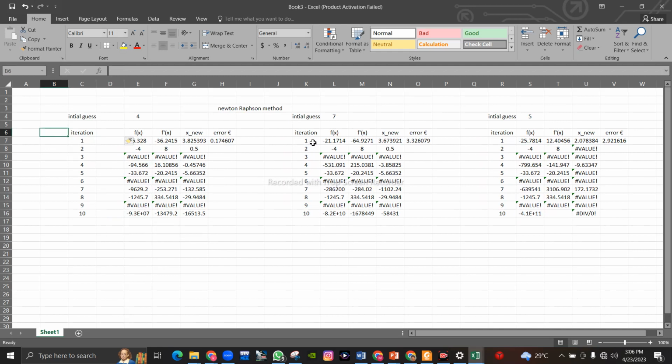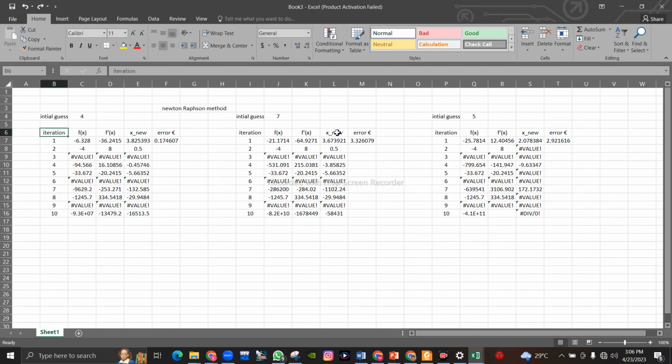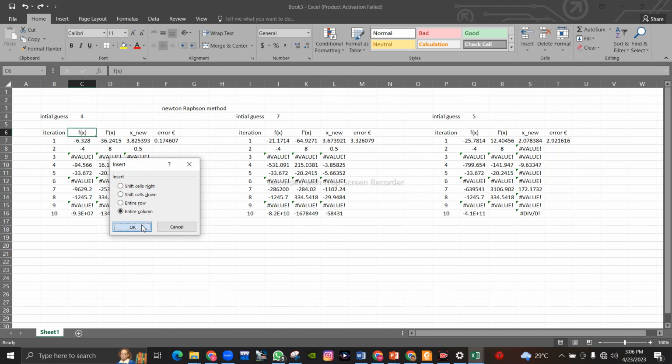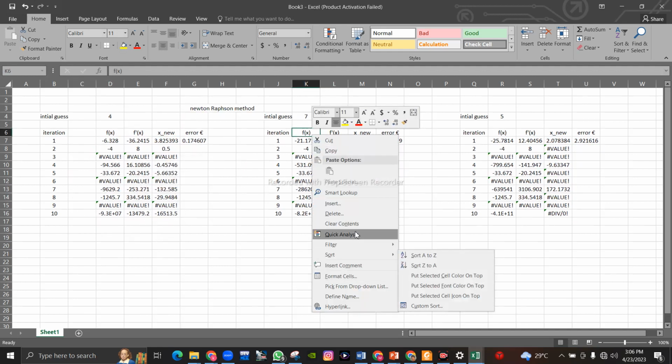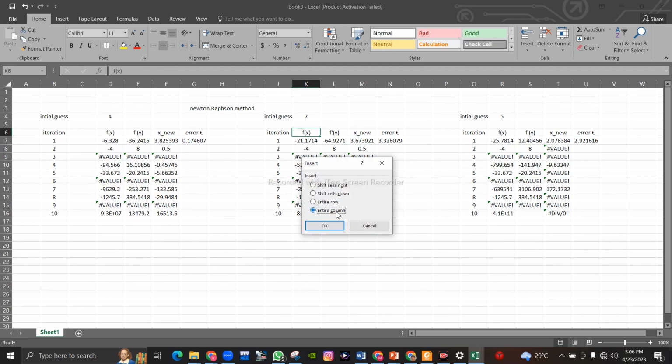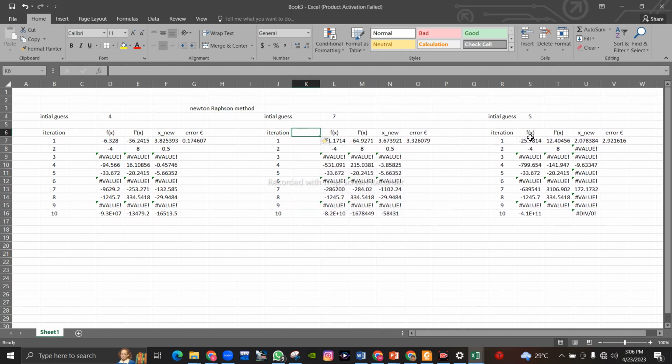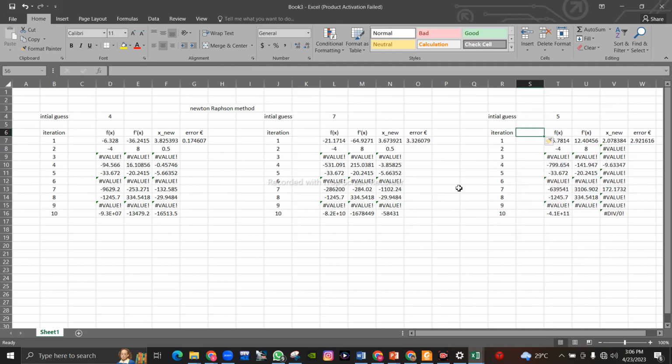Okay, no problem. Let's do it for here too. There will be an issue. Ctrl Z, Ctrl Z, and let me start again. Insert entire column from here. Do it for this too. Insert entire column like that too. Do it for this too. Insert entire column. So that will be for our x old.